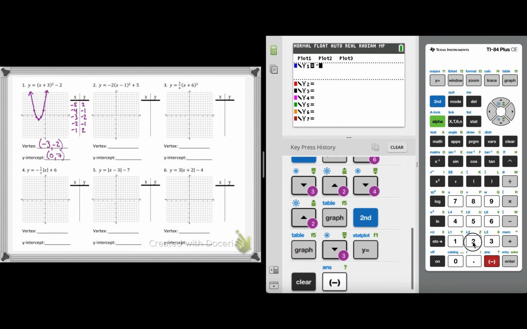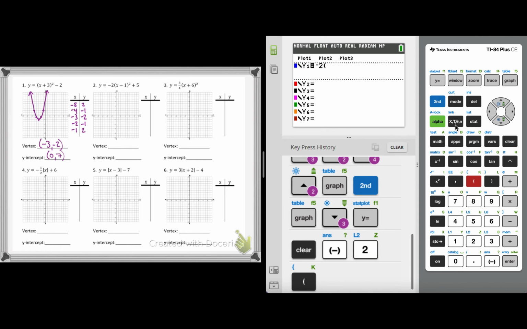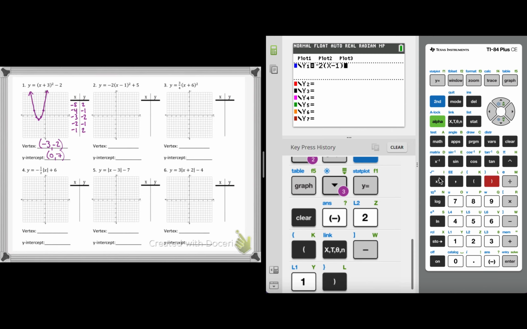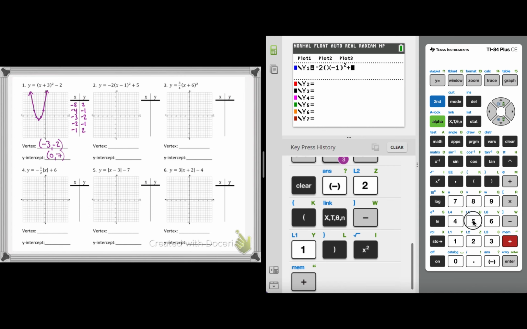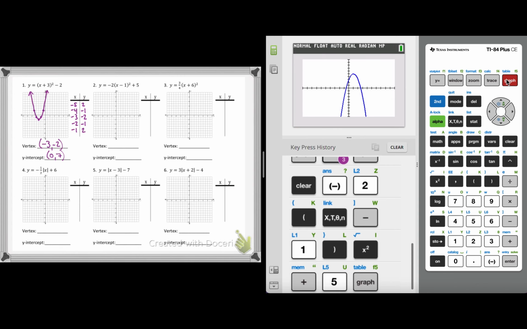So we're going to go ahead and type in -2 parentheses x minus 1 squared plus 5. Now, I can hit graph so I can see the picture. So we can see the parabola there. It's upside down, which makes sense because the a value is -2.